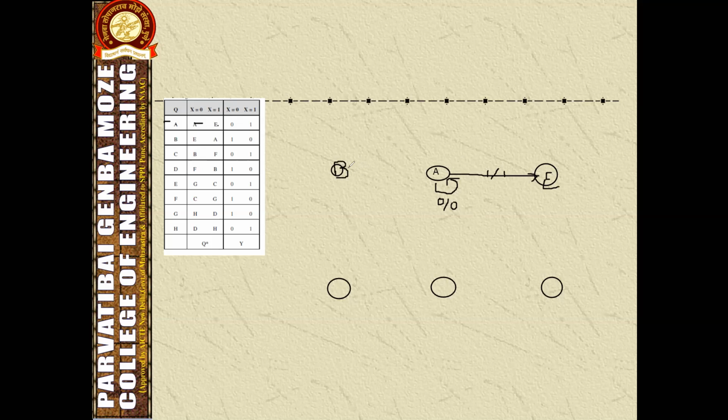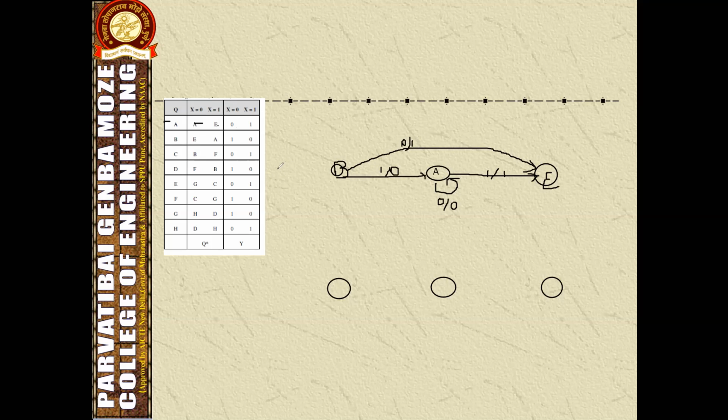So what will happen here? The state changing from B to E. What are the possible inputs? X is 0 and the output is high like this. Similarly, the state changing from B to A when the X is high and the output is also low. So this is the way of writing the state diagram.